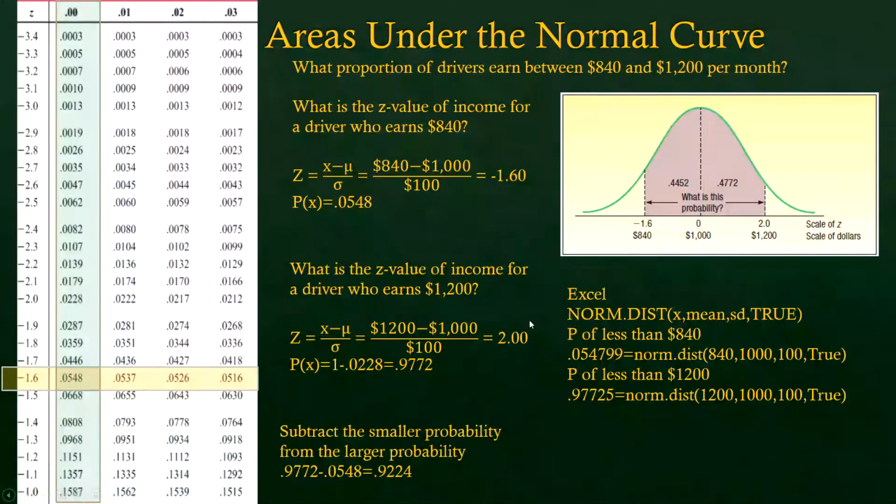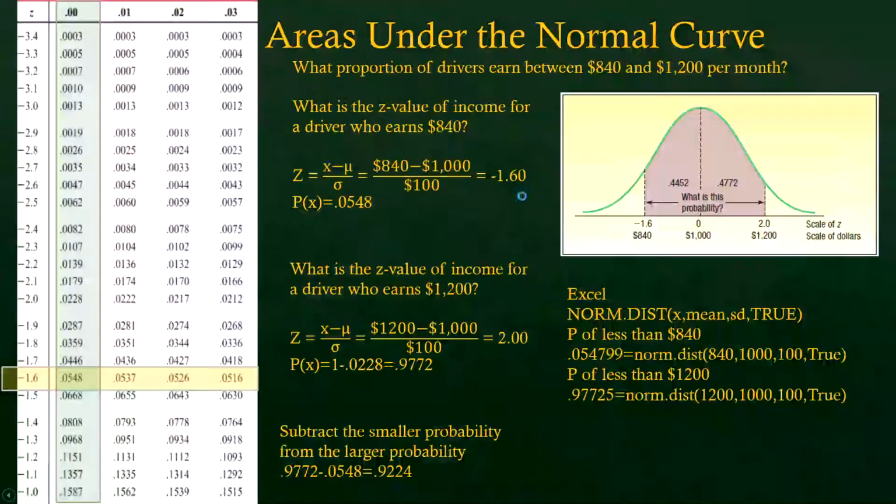So looking at this as well, what proportion of drivers can earn between $840 and $1,200 per month? The way to do this is you find the probability of 1,200 and below, and you find the probability of 840 and below, and you subtract the probability of 840 from the probability of 1,200.